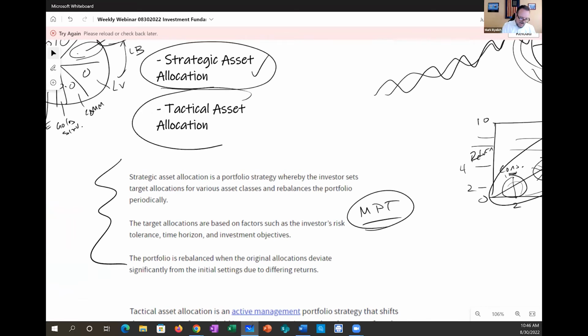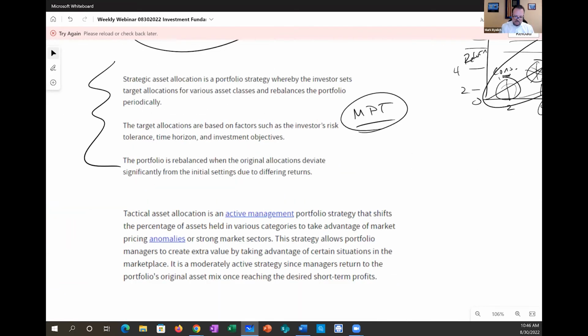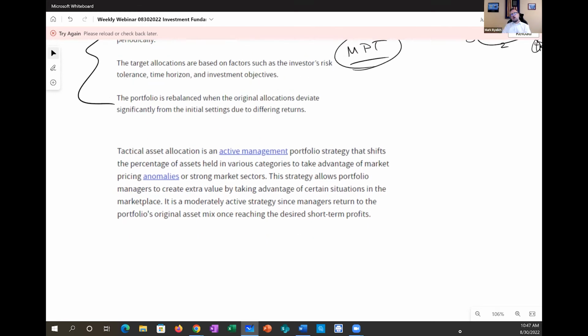Now let's talk about tactical asset allocation. Now, tactical asset allocation is often part of strategic asset allocation, but it can sit by itself.